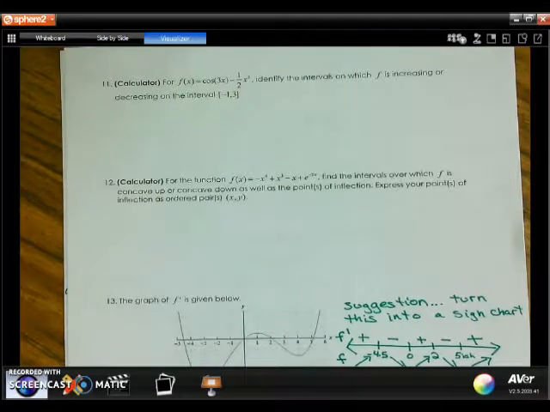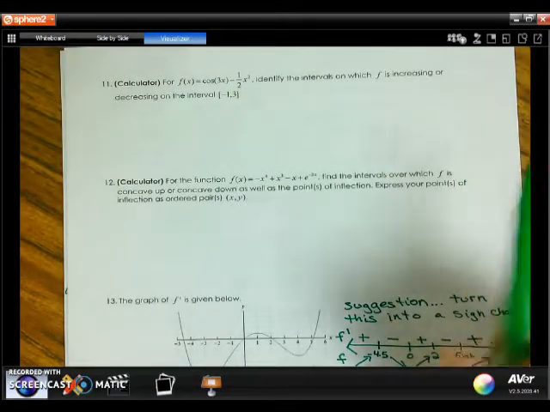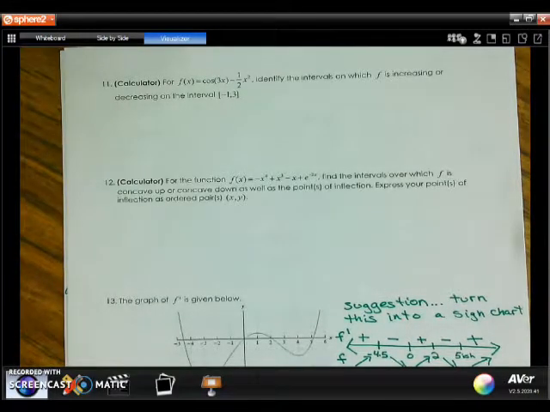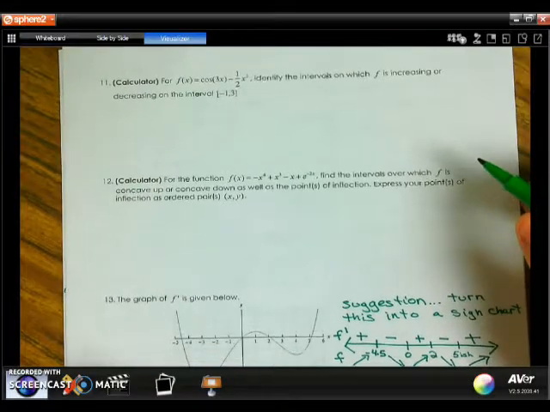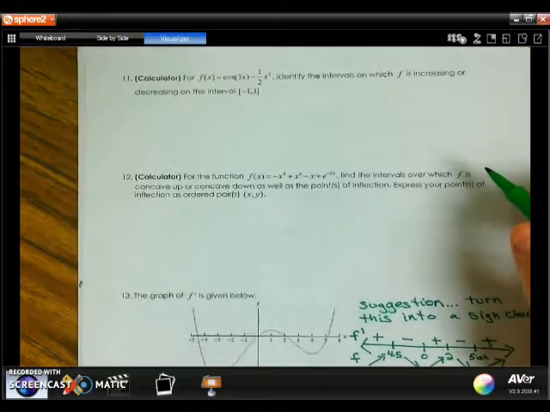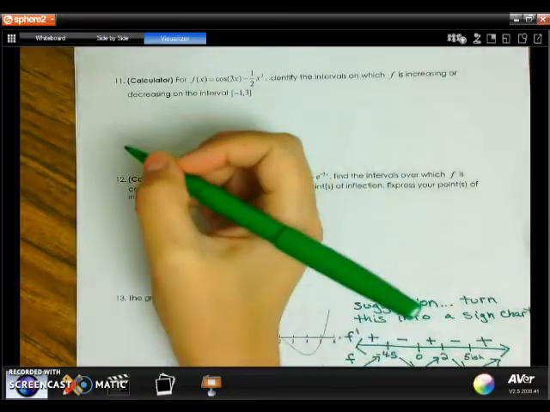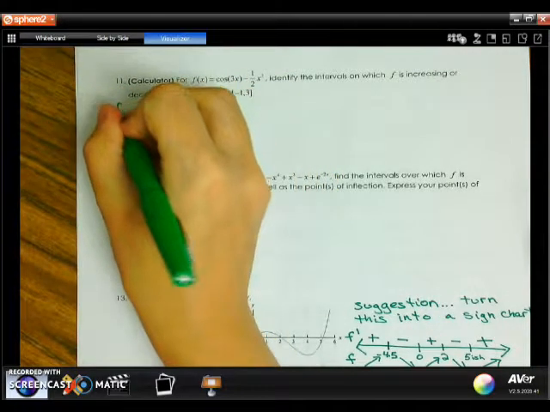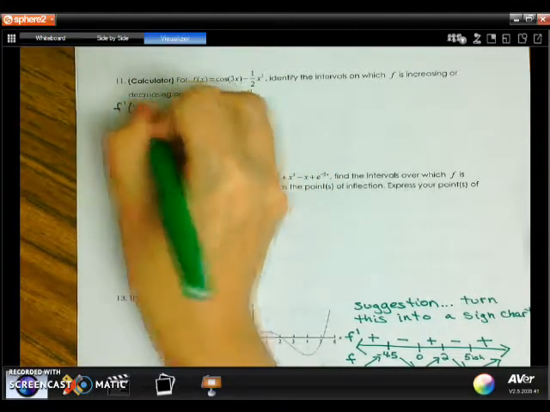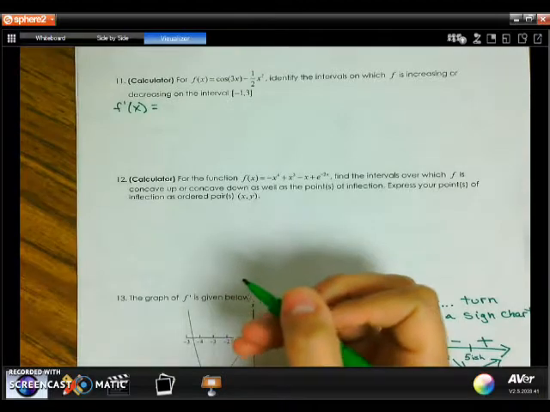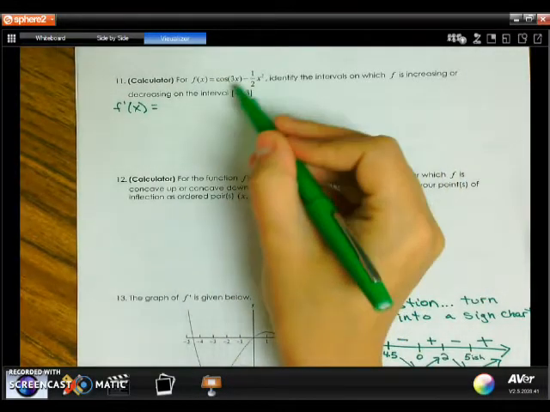Okay, so in number 11, they are asking us to find the intervals over which f is increasing or decreasing. Now, there are two ways that you can do this. I'll do it the calculus way first, and both of them are going to involve the calculator. When you're trying to find intervals of increasing and decreasing, you should be thinking that you want to take the derivative. So when you take the derivative, careful, that's a chain rule.